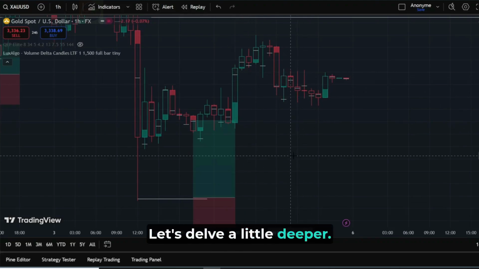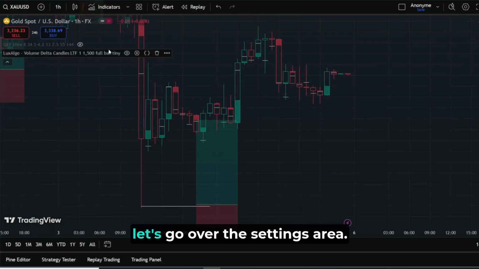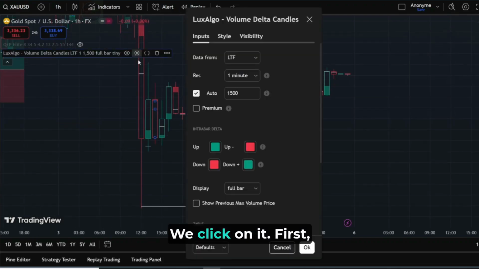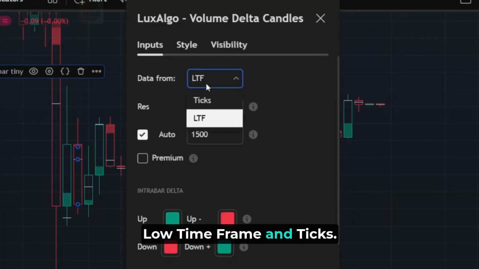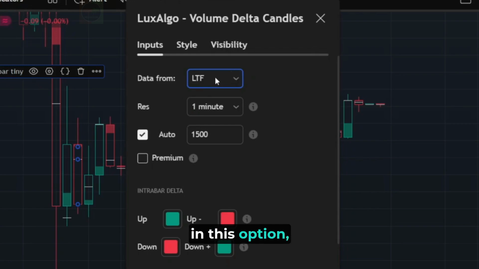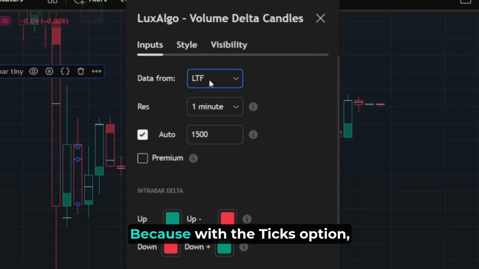Let's delve a little deeper into this indicator, and if you stay with me until the end of the video, you'll gain great benefits from it. First, let's go over the settings area. We click on it. For the data form, it has two options, low time frame and ticks, but we're leaving it on the low time frame option. Why? Because with the ticks option, if you select the chart, all the data from the chart is lost.